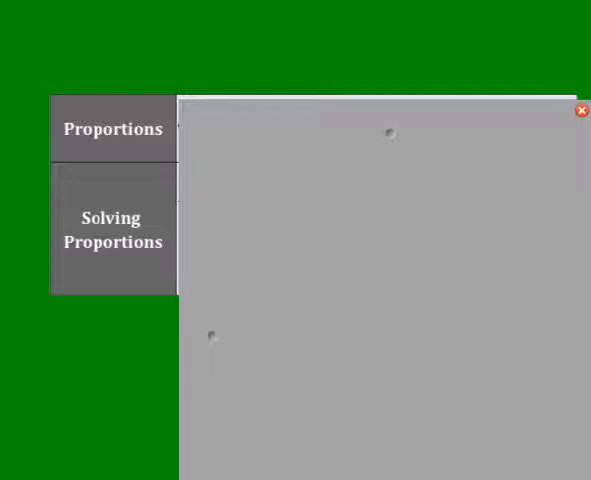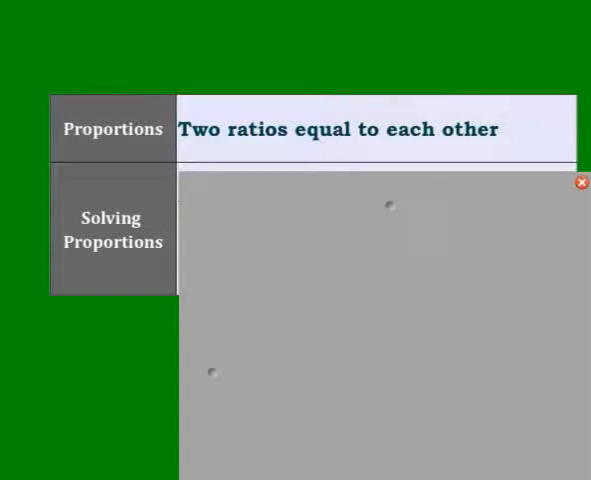Next one, proportion. So these are going to be 2 ratios equal to each other.